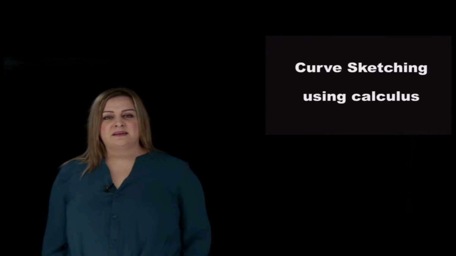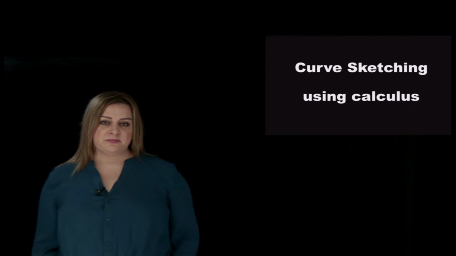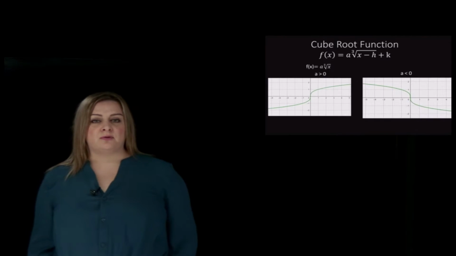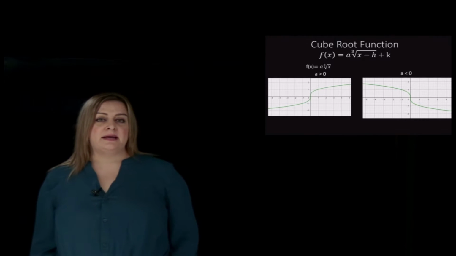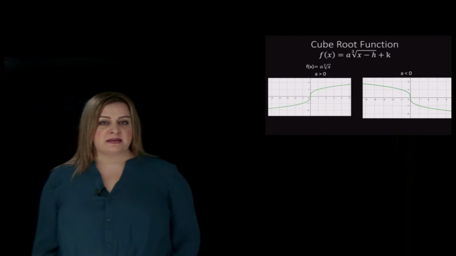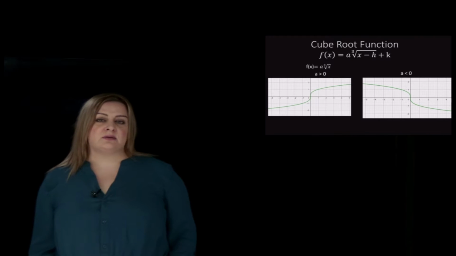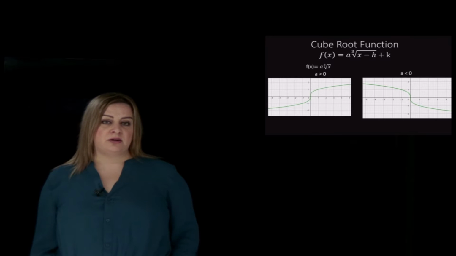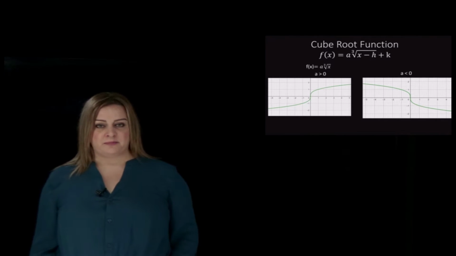Hello students, continuing with the topic curve sketching using calculus, we will graph a cube root function. A general form of a cube root function is f of x equals a cube root of x minus h plus k. A basic form of a cube root function is f of x equals cube root of x, and depending on the sign of a, we will have one of the graphs shown on our screen.